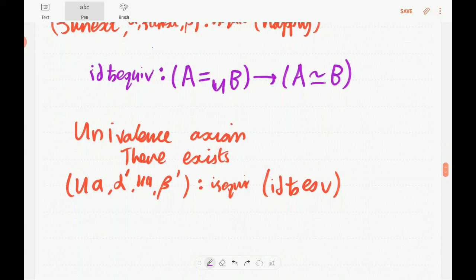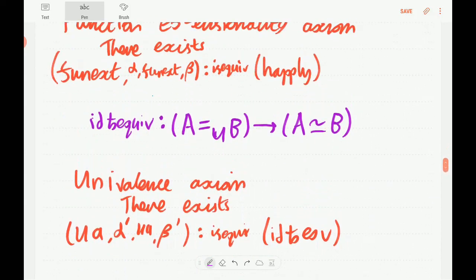The other one is the so-called univalence axiom. So consider types A and B. Well, there's this identity type, because these are both members of our universe, U. So there's this identity type, A equals B. And the elements of this type, we can think of them as paths from A to B. And there's a function from this type of paths to the type of equivalences from A to B. And how can we see this?